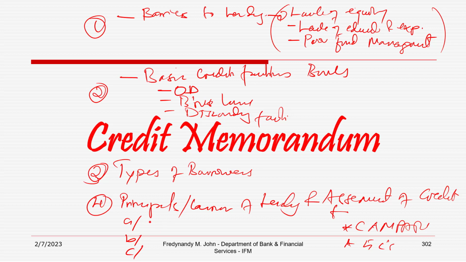Number one, safety of the fund. Number two, profitability, because lending is not a charitable work. Profitability. And number three, liquidity of the bank. All right.